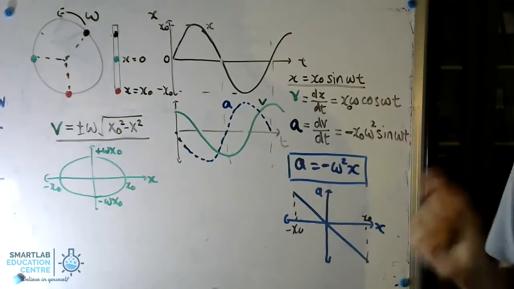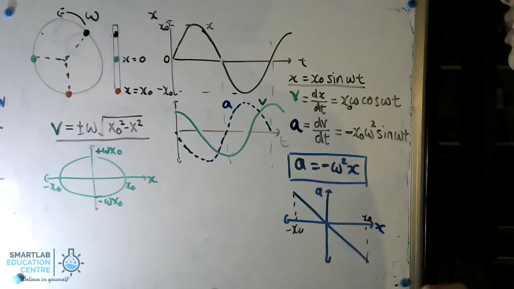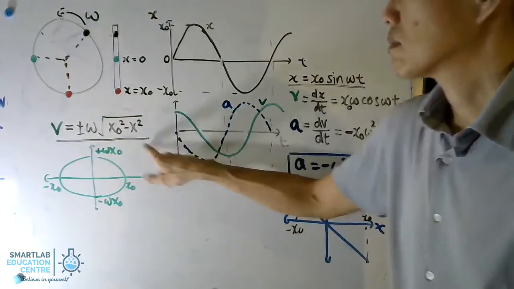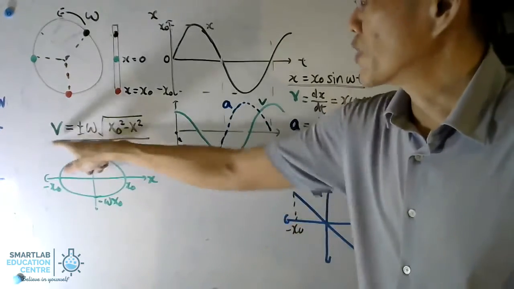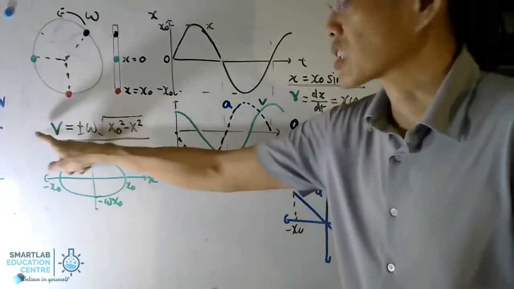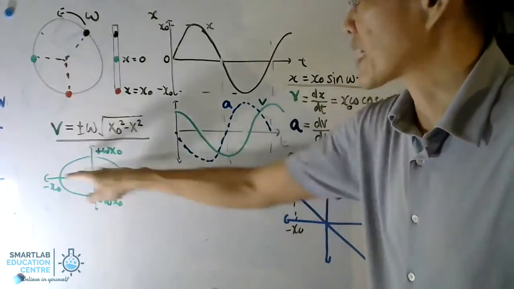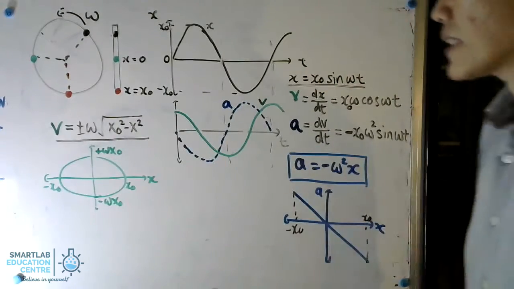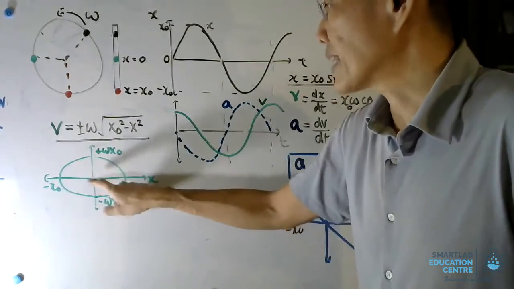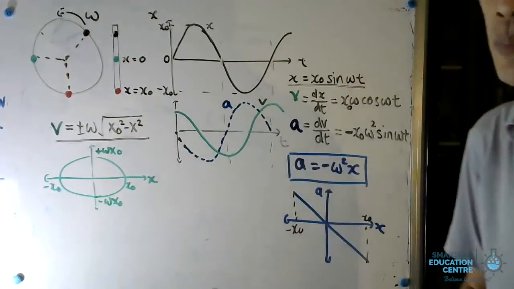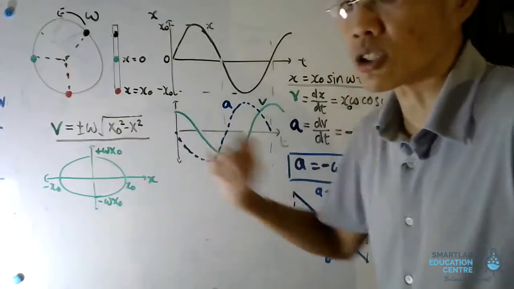Let's now take a look at how velocity changes with displacement. This is the formula that is given in the datasheet, so you can just leave it off. v is equal to plus or minus omega square root of x0 squared minus x squared. If you were to sketch v versus x, you'll get an elliptical shaped graph as plotted here. The next thing to note is that at the equilibrium position, when x is equal to 0, the speed is the maximum. That is when the velocity is the maximum.